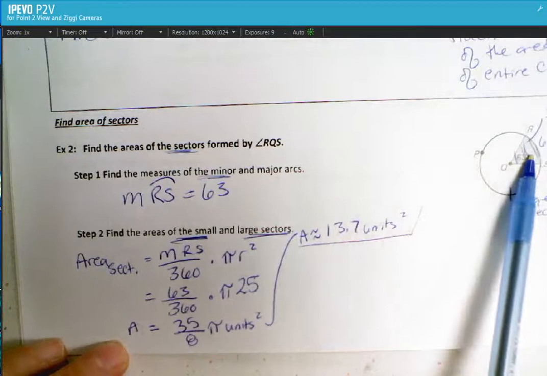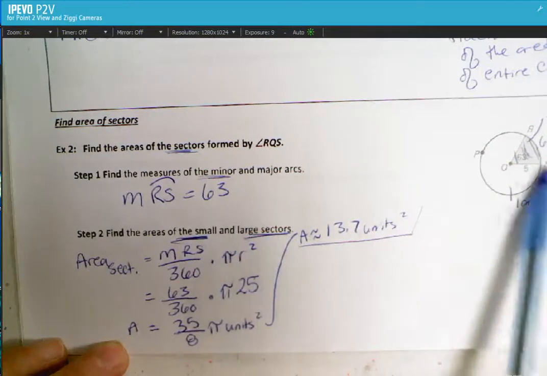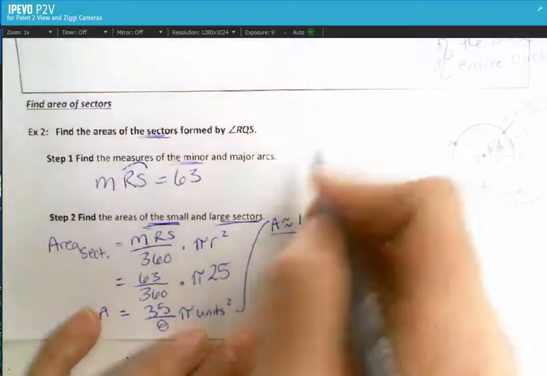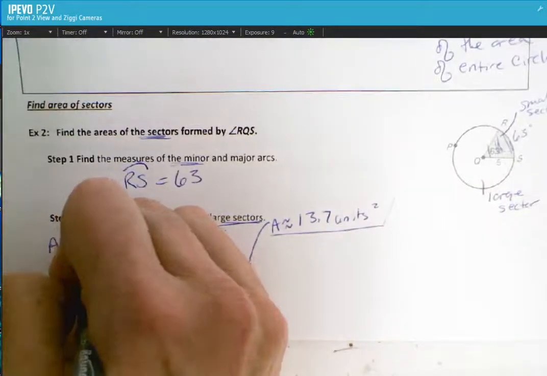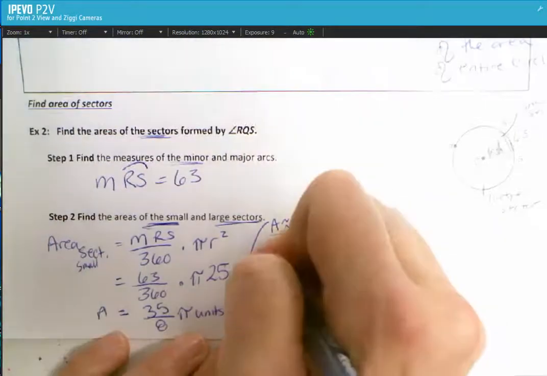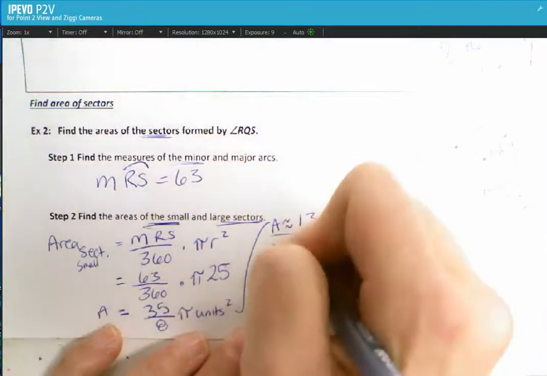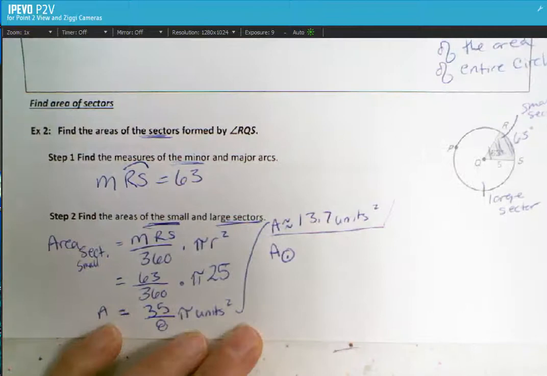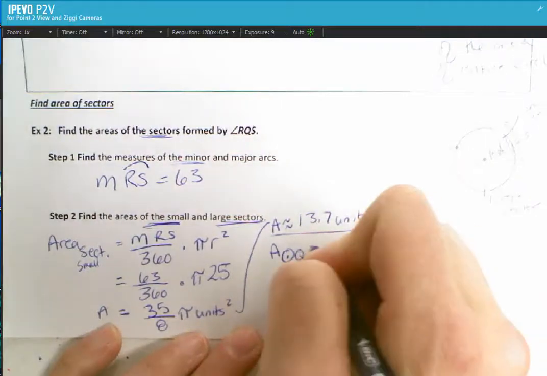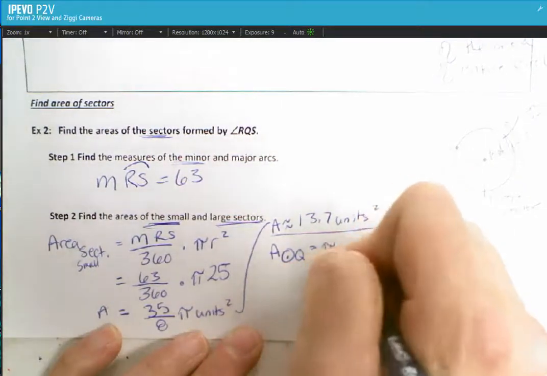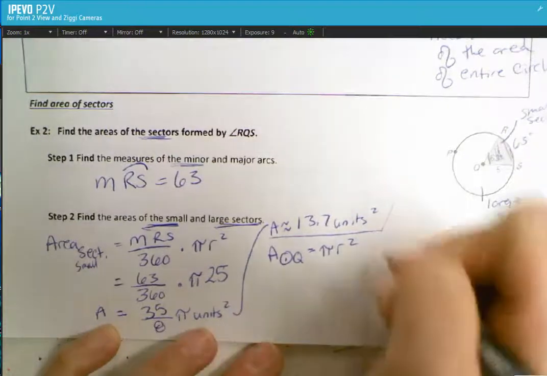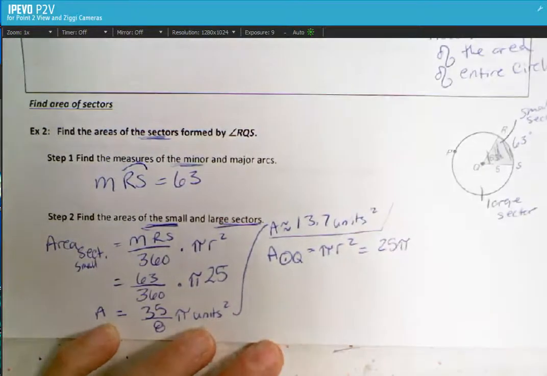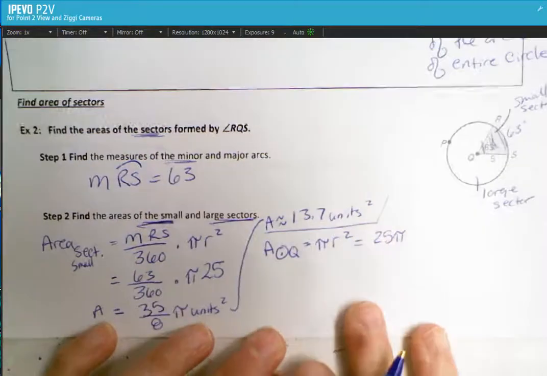So we need to find the large sector by taking the entire circle area and subtracting the sector we just found. So let's find the large one. Here I'm going to label this small, so we know that was the small sector. I want to find the area of circle Q, which equals pi r squared, which means 25 pi is the area of the entire circle.